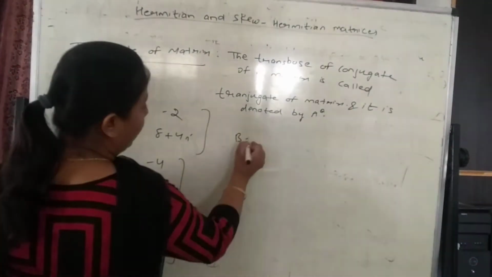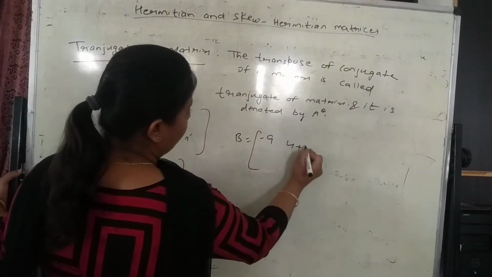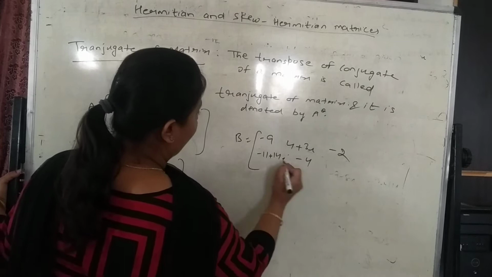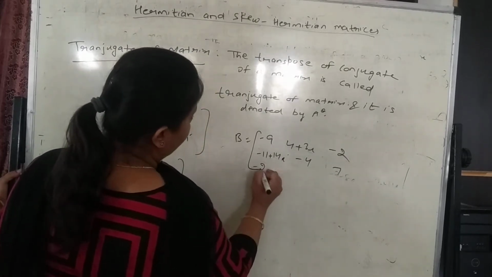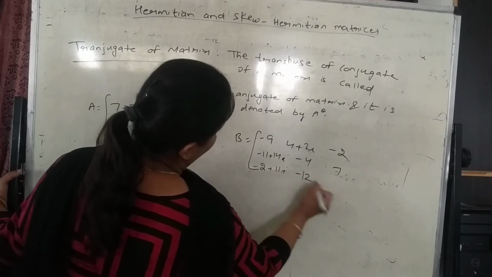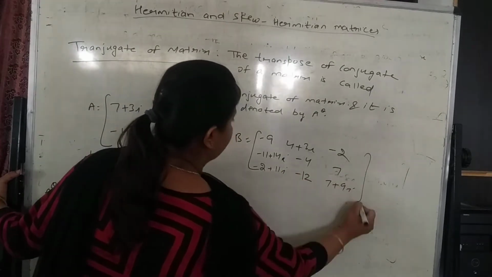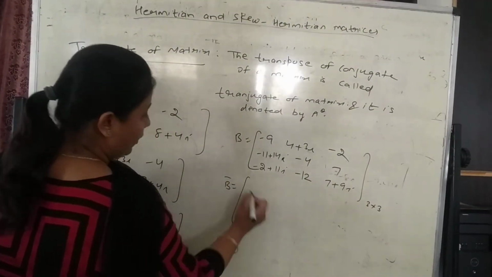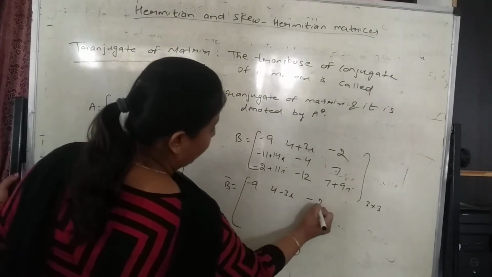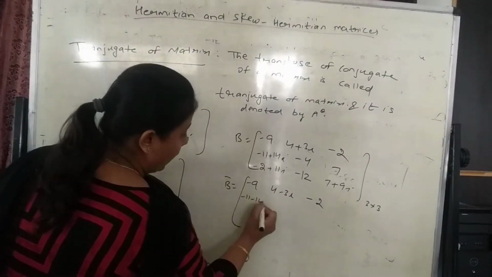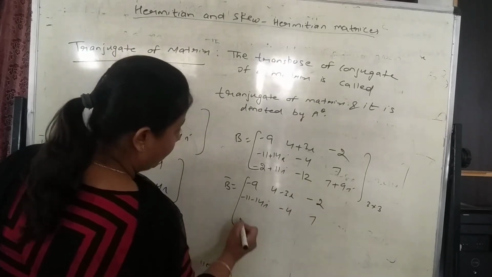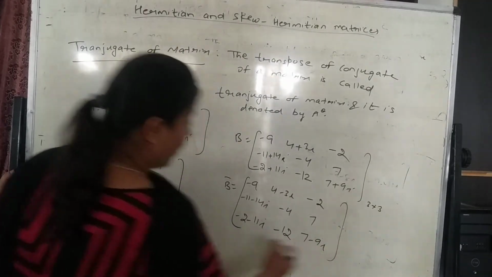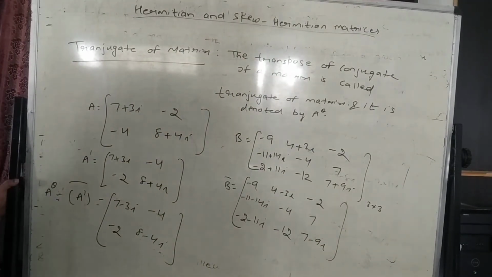Let us take another example B. Minus 9, 4 plus 3 iota, minus 2, minus 11 plus 14 iota, minus 4, 7, minus 2 plus 11 iota, minus 12, 7 plus 9 iota. This is the matrix of 3 cross 3 order. Here I will firstly take the conjugate of that matrix. It will become 4 minus 3 iota, minus 2, minus 11 minus 14 iota, minus 4, 7, minus 2 minus 11 iota, minus 12, 7 minus 9 iota. Here I have taken the conjugate of all the elements of that matrix.